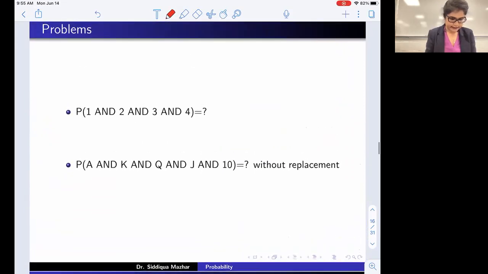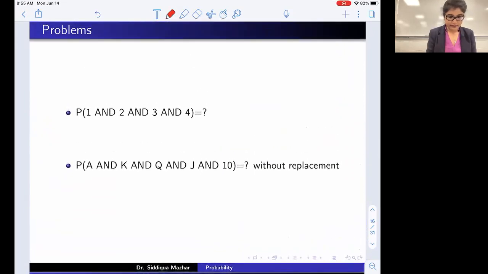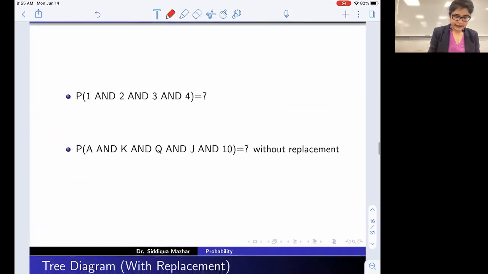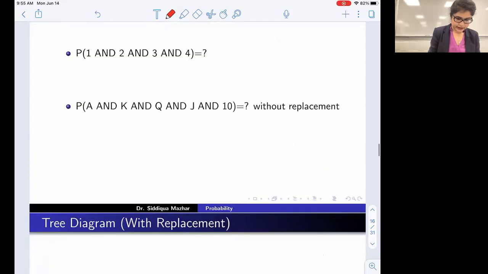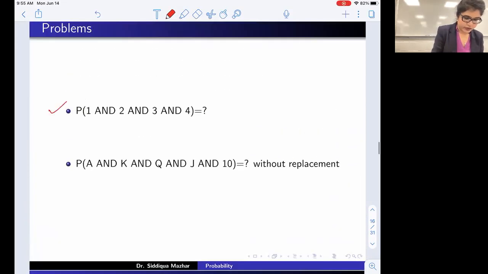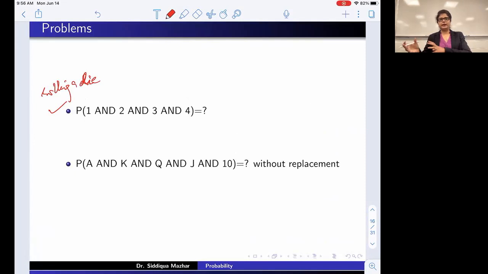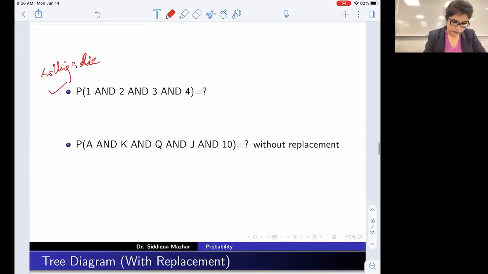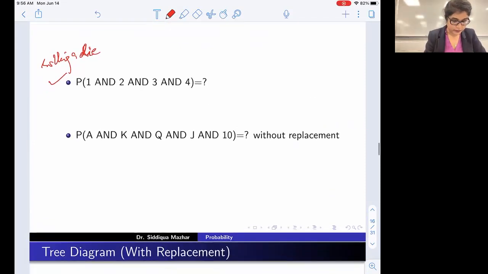These are the example questions I'm giving to you. You have to look for what their probabilities will be, dependent and independent. In the first experiment, this is for rolling a die. You know that when you roll a die, this gives you independent events. So then you have to look for it, and the next one is for without replacement.